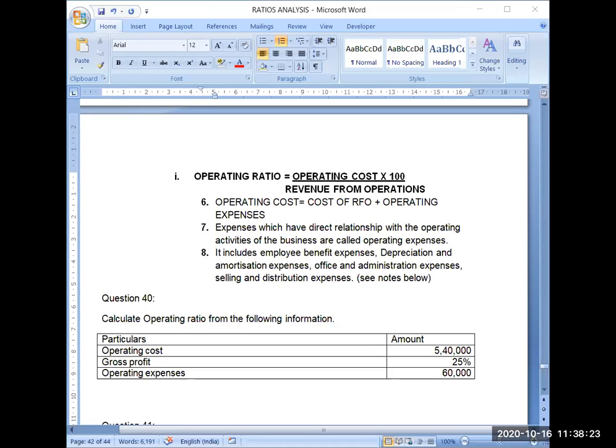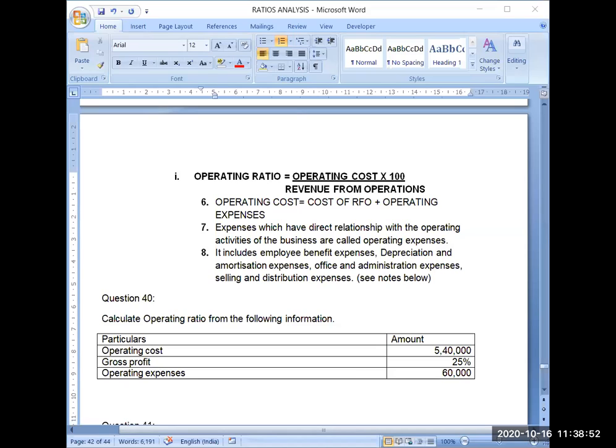What are the components of operating expenses? It includes employee benefit expense, depreciation, and amortization. Depreciation is charged on fixed tangible assets, and amortization is charged on intangible assets, but both are of the same nature. And you will find these headings in the statement of profit and loss for companies.